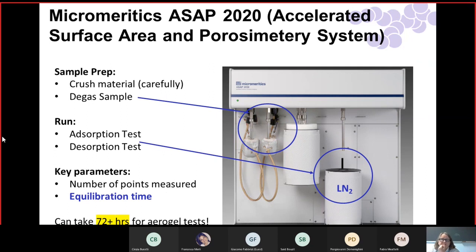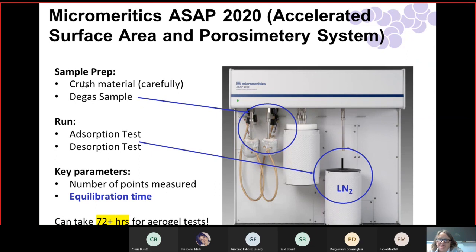Basically, if you're going to use this system, you crush your material. So you don't put a whole aerogel in there, you crush it into a powder. You have to crush it carefully. You don't want to change the pore structure. And I'll show you some results of compressing an aerogel too much. Also, the size of the material will affect your results, and I'll also show you some of that.